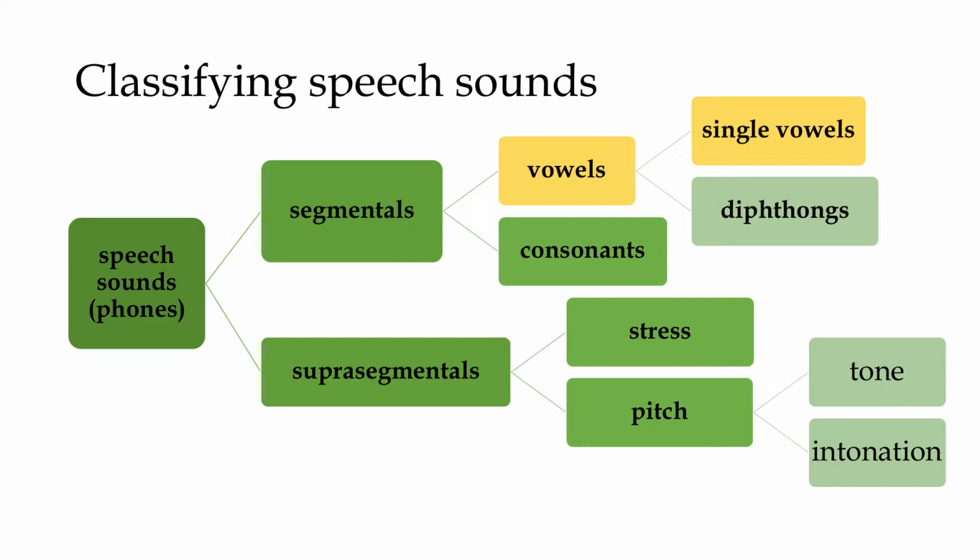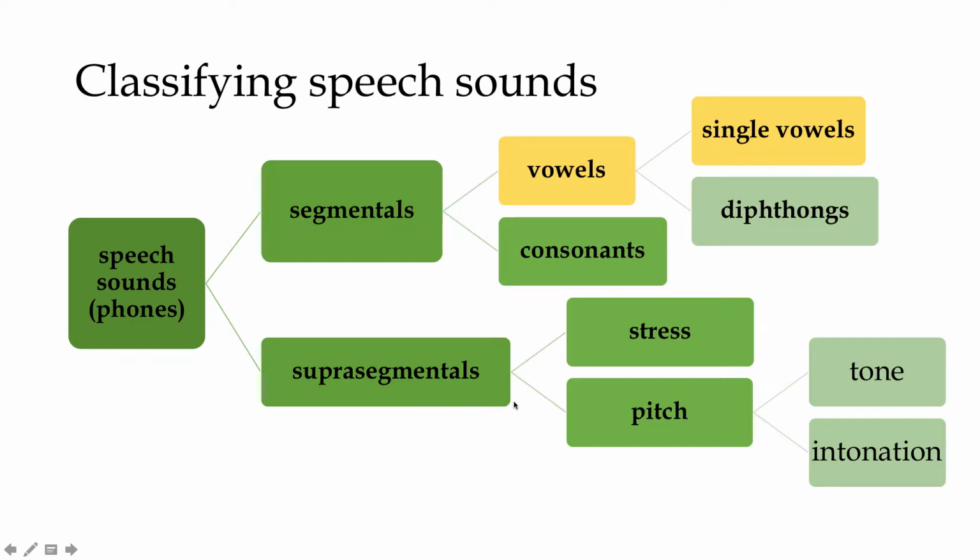So these phones can be divided into segmental phones, sort of like segments of words, which are the ones we normally think about, vowels and consonants. And vowels themselves can be divided into two classes. Vowels can be either single vowels or they can occur in groups, diphthongs. Di is Greek for two, phthong is Greek for vowel, and that's where that comes from.